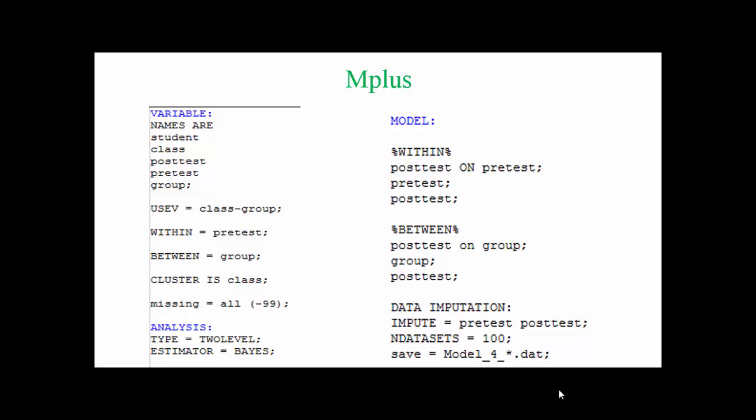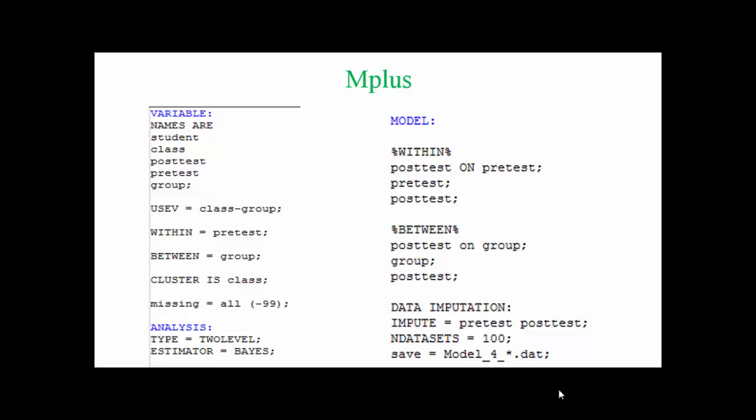So far, so good? Here are the key statements. Type is 2-level. Well, it is. We've got student and classroom. But here's the really important statement. Estimator is Bayes. Now, I'm not going to give you the 5 minutes on Bayesian estimation because you need a whole lot more than 5 minutes. For our purposes here, this is how you initialize null model or model-based imputation.